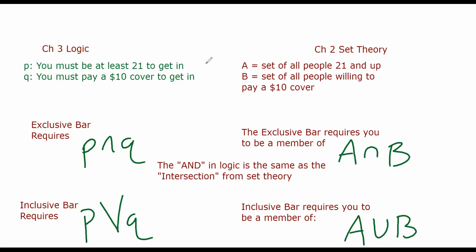So the or in logic is the same as union from set theory. They are pretty much the exact same thing, just different expressions of the same idea. In fact, when we defined the union in set theory, we said A union B is the set of all things in set A or set B or both. That was a straight up definition we used.